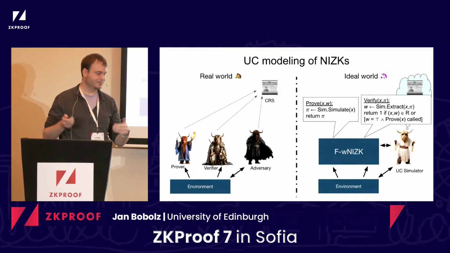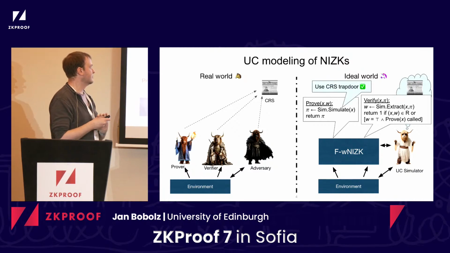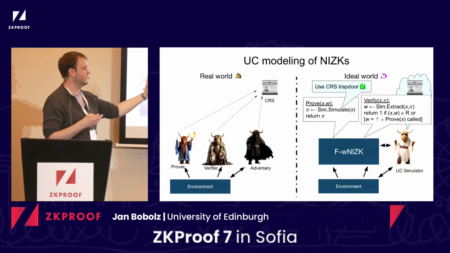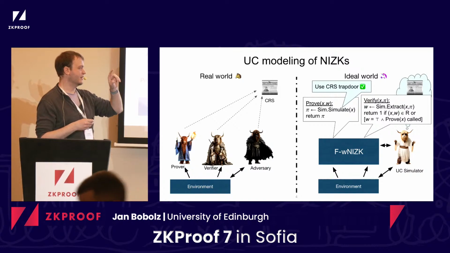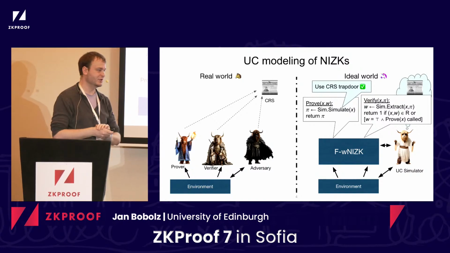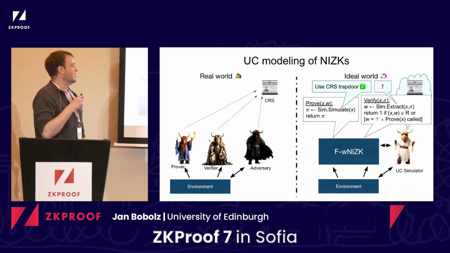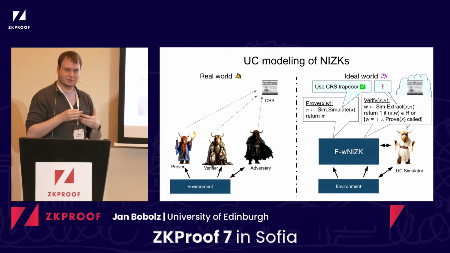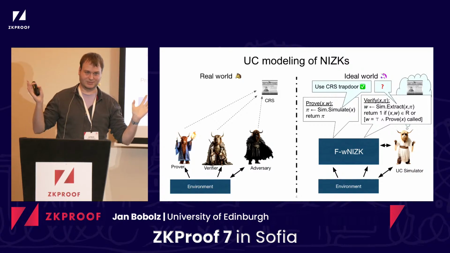How does this work? Well, simulation is rather simple. We just use the CRS trapdoor. Remember, the UC simulator just runs the CRS in its head, so it can set it up so that it knows the trapdoor, so that's easy. Extracting proofs will be difficult, and this is what this talk is essentially about.